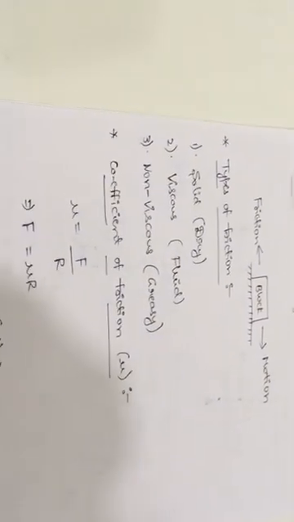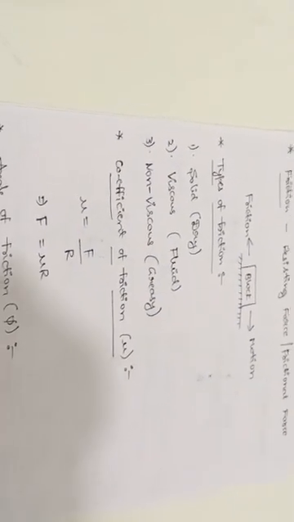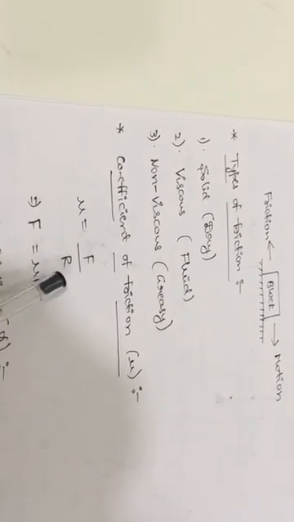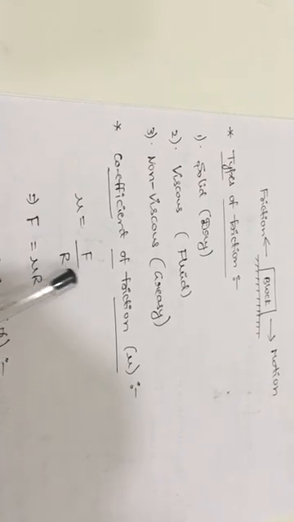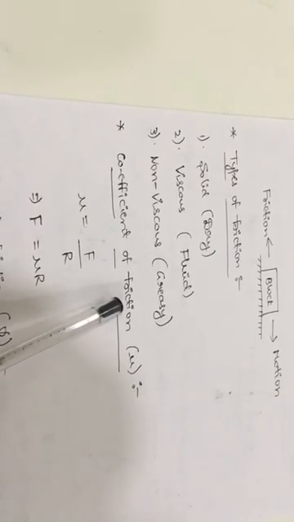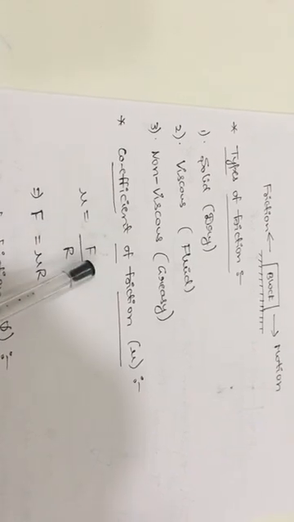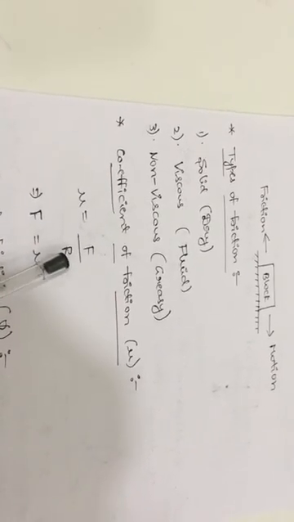Now coming to the coefficient of friction. Coefficient of friction is the ratio of the limiting force of friction to the normal reaction between the two bodies. So that ratio F by R is nothing but the coefficient of friction. F is the limiting frictional force. R is the normal reaction.